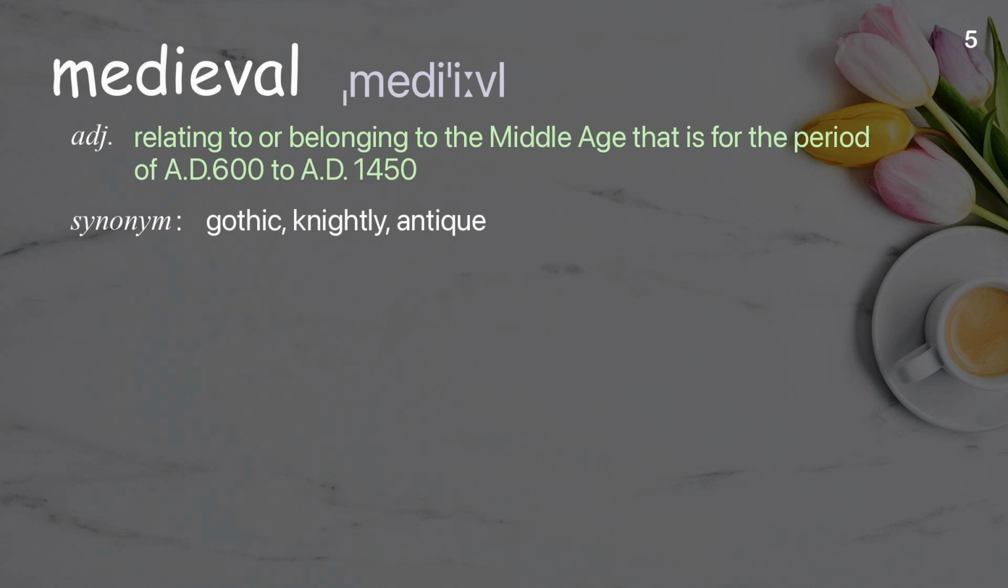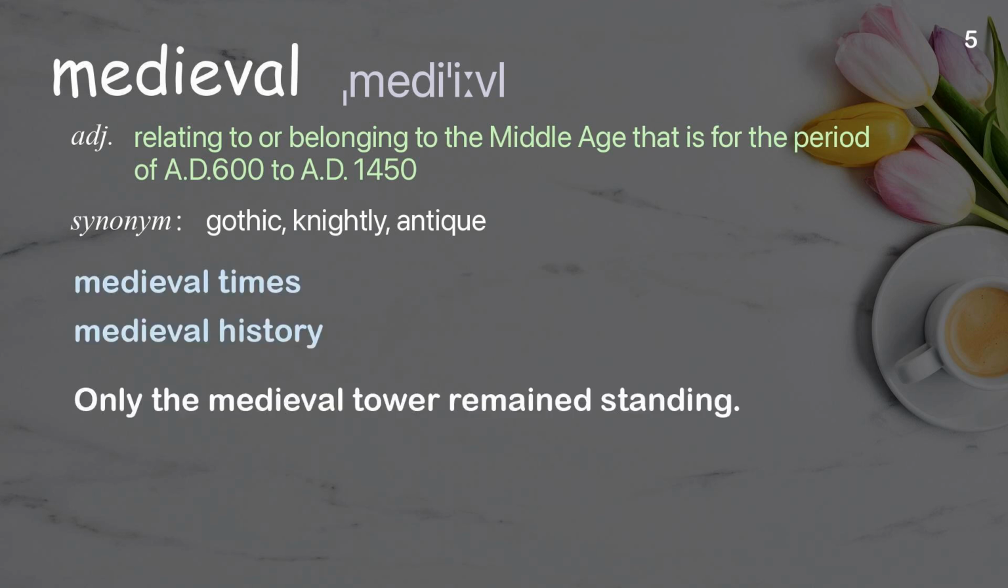Medieval. Relating to or belonging to the Middle Ages, that is, the period of A.D. 600 to A.D. 1450. Examples: Medieval times. Medieval history. Only the medieval tower remained standing.